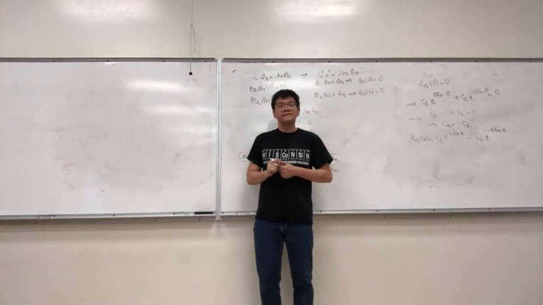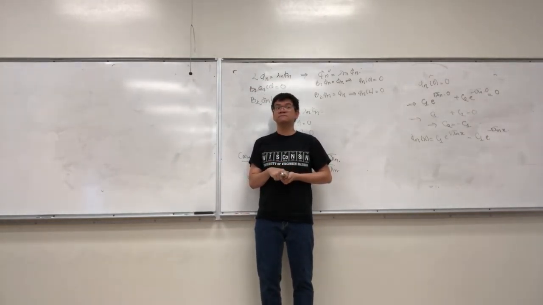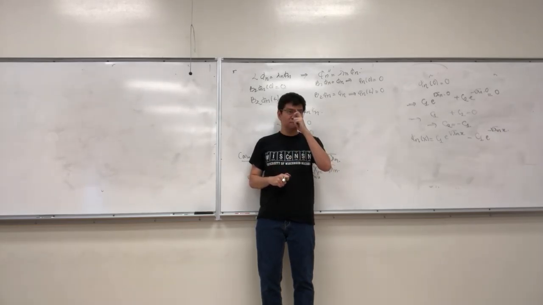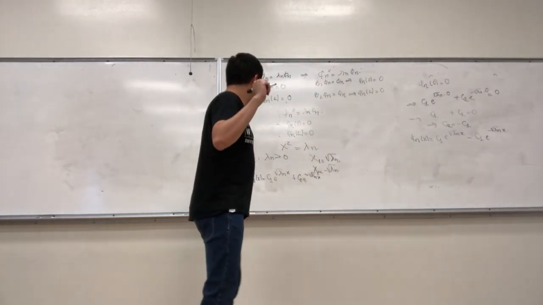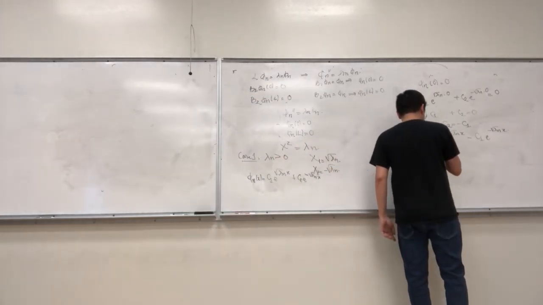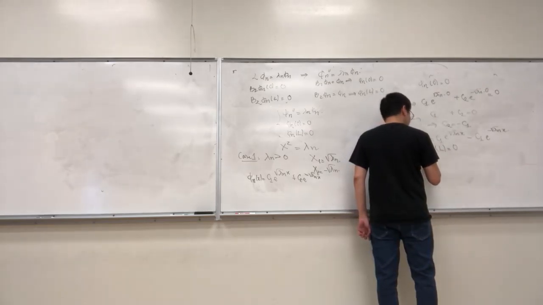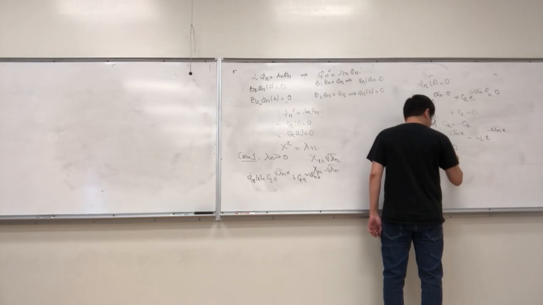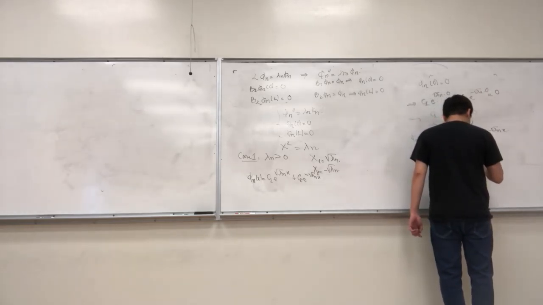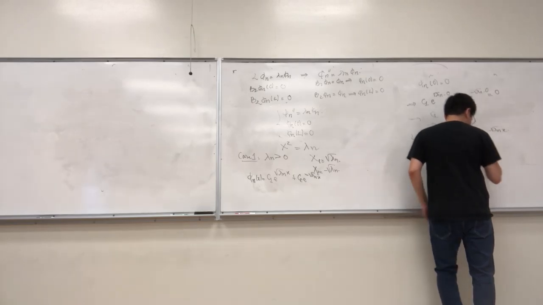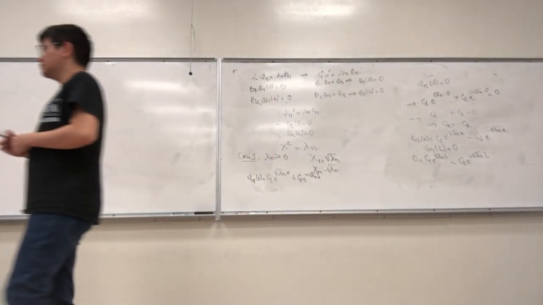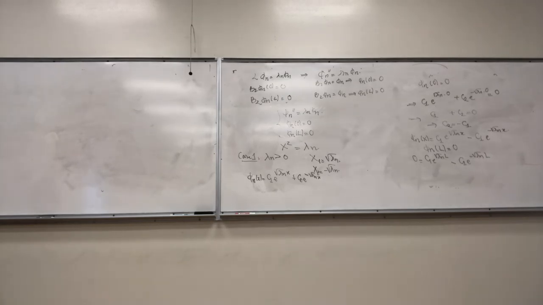Now, what should I do next? I'm going to use the second boundary condition. Phi n of L is 0. So which means that you have 0 is c1 exponential square root of lambda n L minus c1 exponential minus square root of lambda n L. Alright? What can I say in this case?